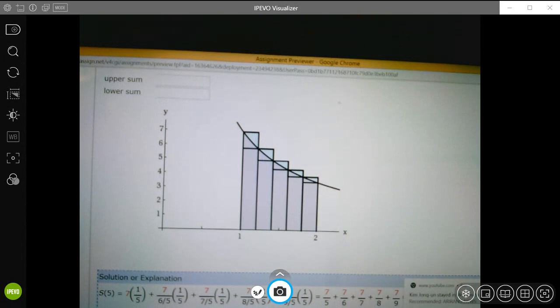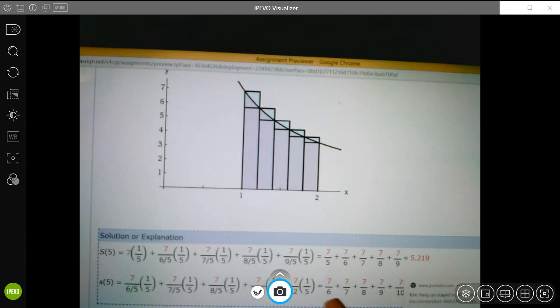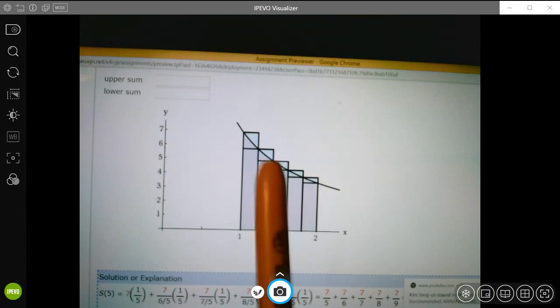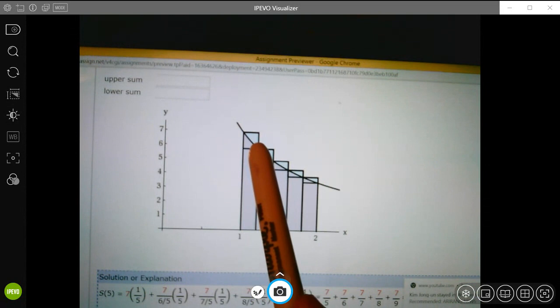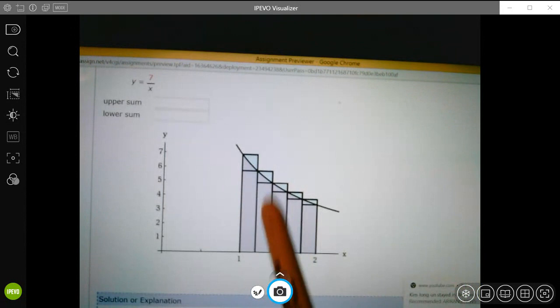Then if you compute, you just simplify, you will get 5.219. Now, if you want the lower sum, it is clearly a little bit different. The width is 1 over 5, and the height is this one. You take a right endpoint. You will take this one, this one, this one, this one, and this one. You take a right endpoint.